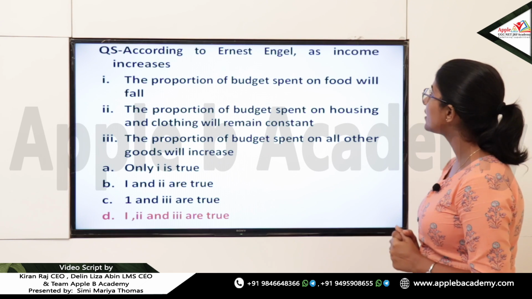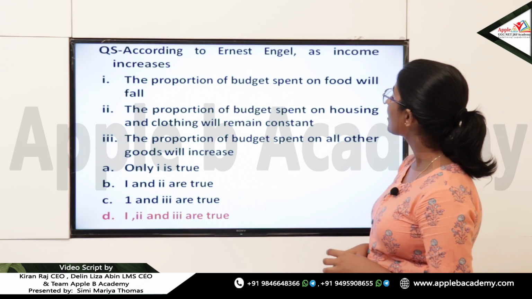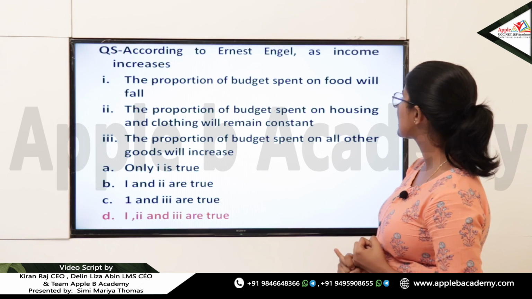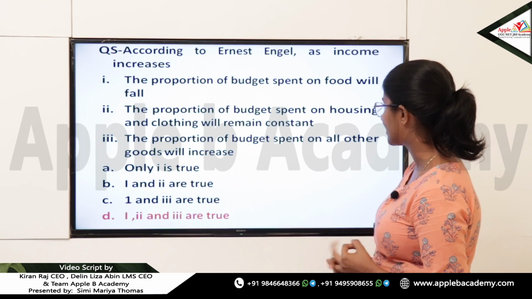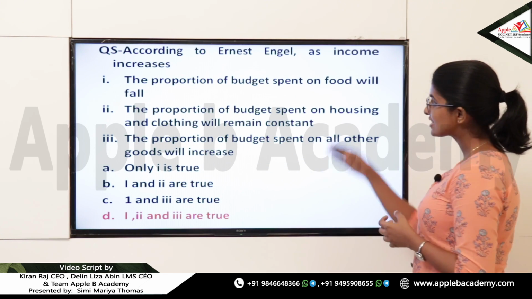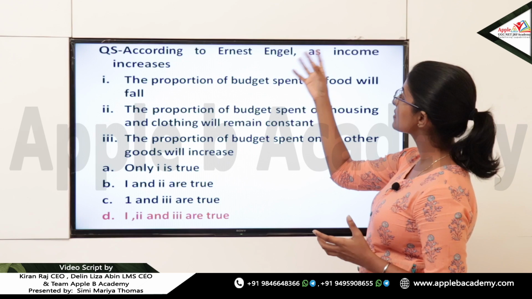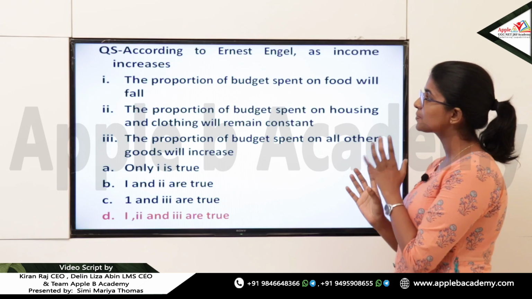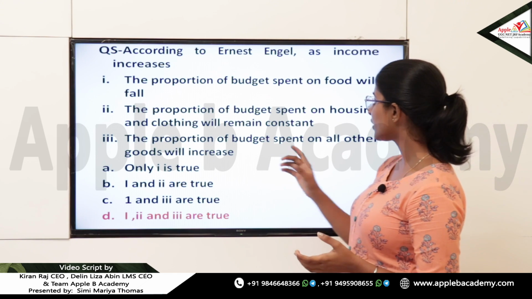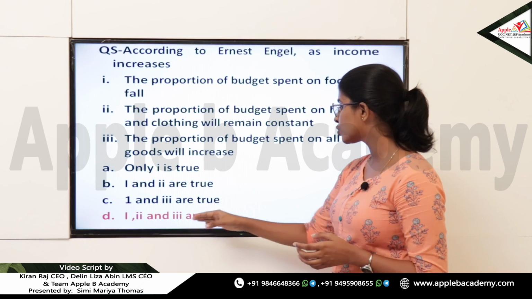Next question. According to Ernest Engel, as income increases, we are given three options and we have to find the best answer. First option, the proportion of budget spent on food will fall. Second option, the proportion of budget spent on housing and clothing will remain constant. Option 3, the proportion of budget spent on all other goods will increase. We have to find which of these points are related to the Engel curve, according to how income is related to the consumption of these goods as per Ernest Engel. Here the options are: only 1 is true, 1 and 2 are true, 1 and 3 are true, and last option, 1, 2 and 3 are true.